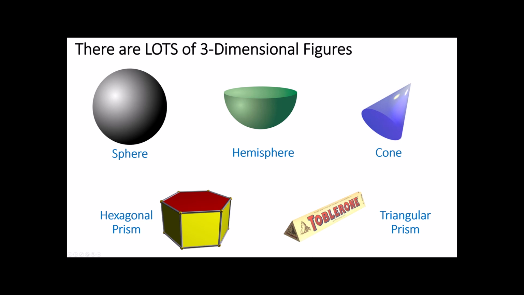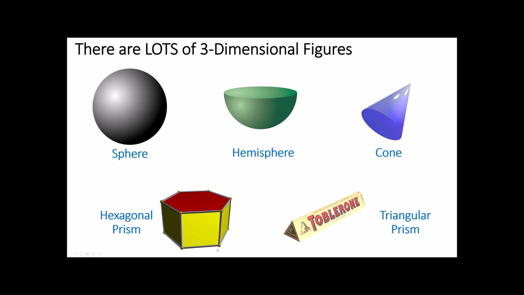And here's a triangular prism. A little shout out to Toblerone for making their candy into triangular prism shapes. Notice you've got a triangle over here, you've got a triangle over here, and then you've got the space in between. Okay, so these 3D shapes should be fairly familiar to you.